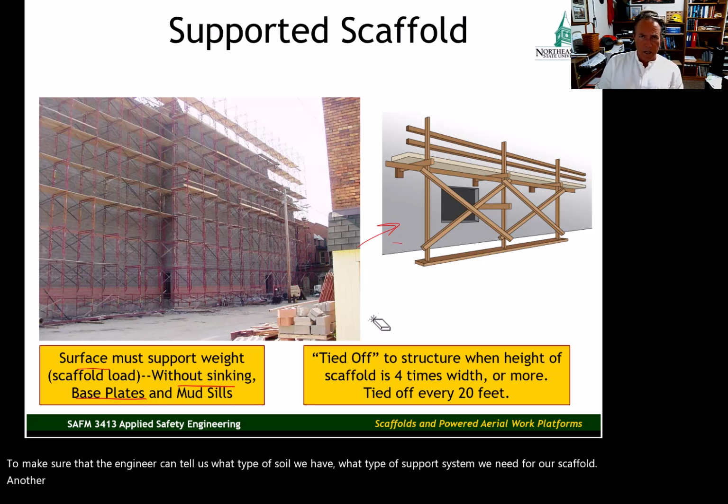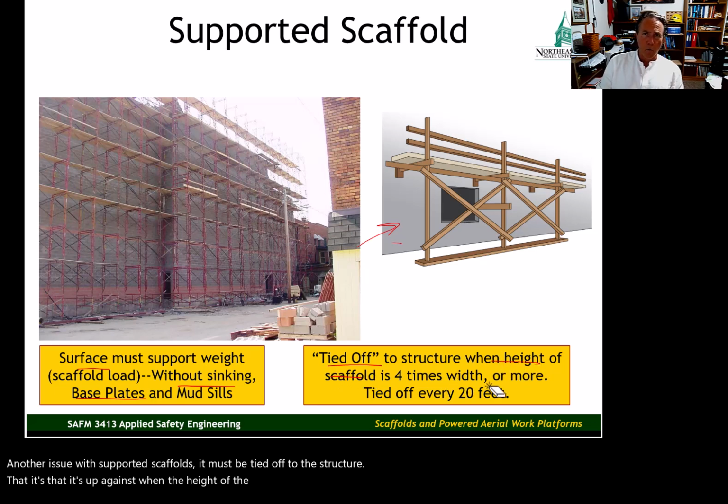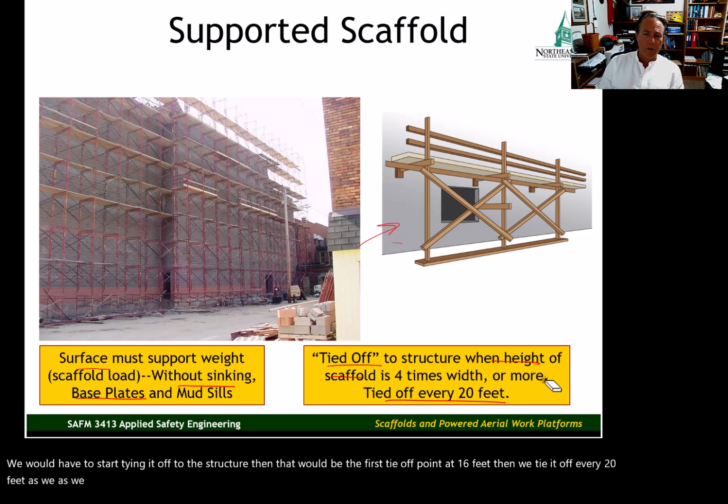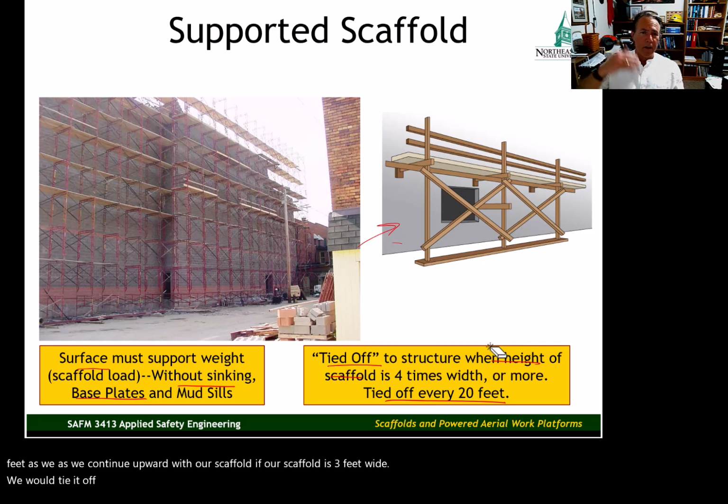Another issue with supported scaffolds: it must be tied off to the structure that it's up against when the height of the scaffold is 4 times the width of the scaffold. So if the scaffold deck is 4 feet wide, once we get to that height of 16 feet, we would have to start tying it off to the structure. Then that would be the first tie off point at 16 feet. Then we tie it off every 20 feet as we continue upward with our scaffold. If our scaffold is 3 feet wide, we would tie it off at 12 feet and then every 20 feet.